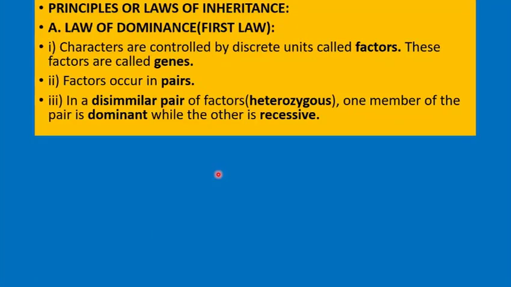So now let's see the laws. Law of dominance: characters are controlled by discrete units called factors. These factors are called genes. Factors occur in pairs. In a dissimilar pair of factors, like heterozygous, one member of the pair is dominant while the other is recessive. So this is known as the law of dominance, or the first law under laws of inheritance.